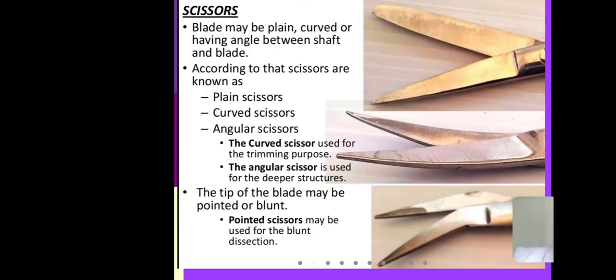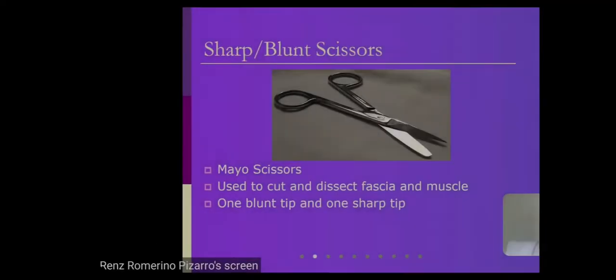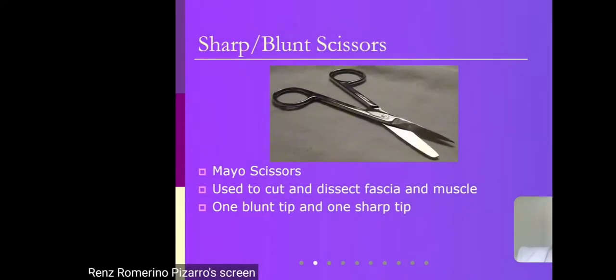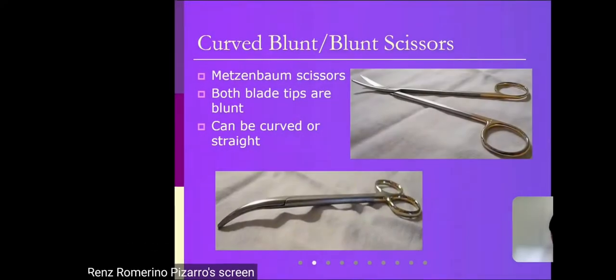The tip of the blade may be pointed or blunt. Pointed scissor may be used for blunt dissection. Sharp blunt scissor. Mayo scissor is used to cut and dissect fascia and muscle. One blunt tip and one sharp tip. Curved blunt scissor, that is blunt scissor. Metzenbaum scissor, both blade tips are blunt, can be curved or straight.